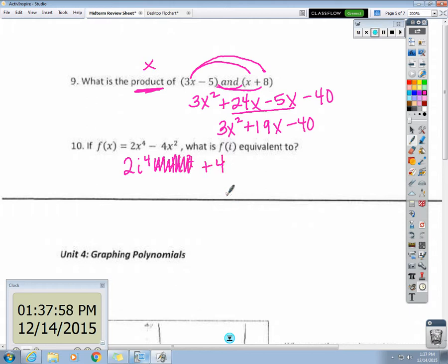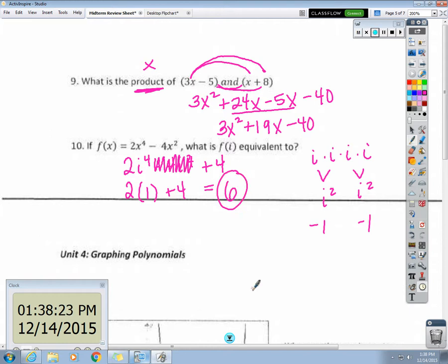Okay, now 2i to the 4th. Let's break down i to the 4th. Isn't it i times i times i times i? So that's 2 i squareds, right? And what does each of those i squareds equal? And what's a negative 1 times a negative 1? So doesn't i to the 4th really just equal a positive 1? So you get a 6 for your final answer.